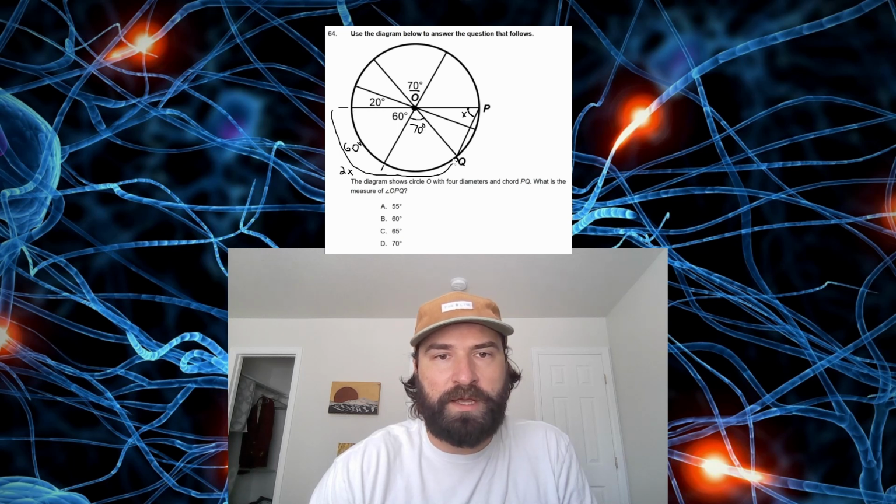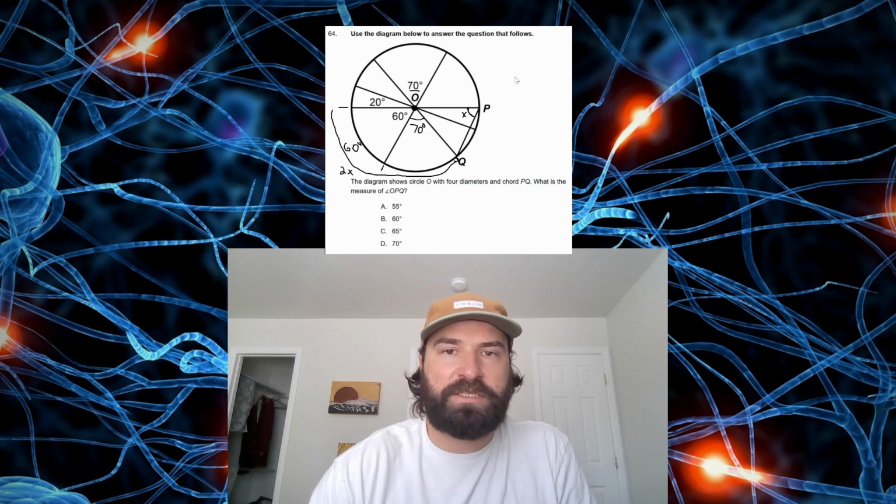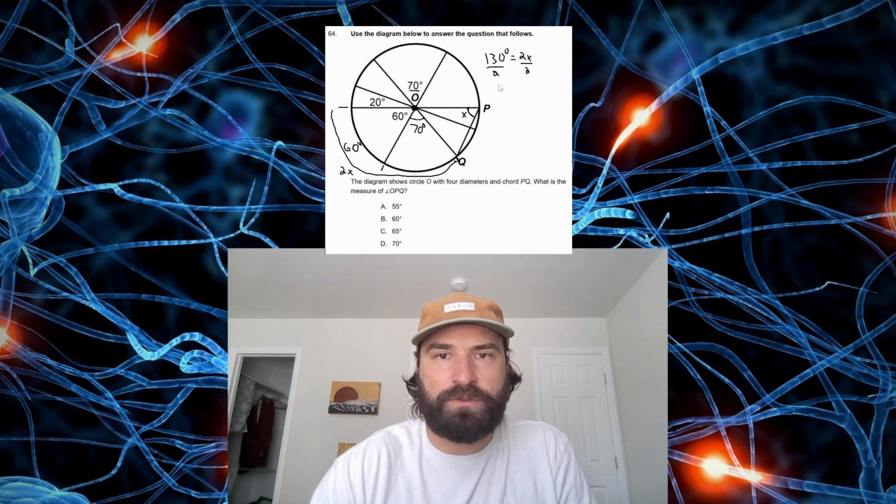So this whole angle inside is 60 plus 70, which is 130. And since that is a central angle, it's going to have the same measure as this outer arc, which we already said is 2x. So now we can set 2x equal to 130 and solve this equation relatively simply by just dividing by 2. And when we do that, we figure out that x equals 65, which is answer C.